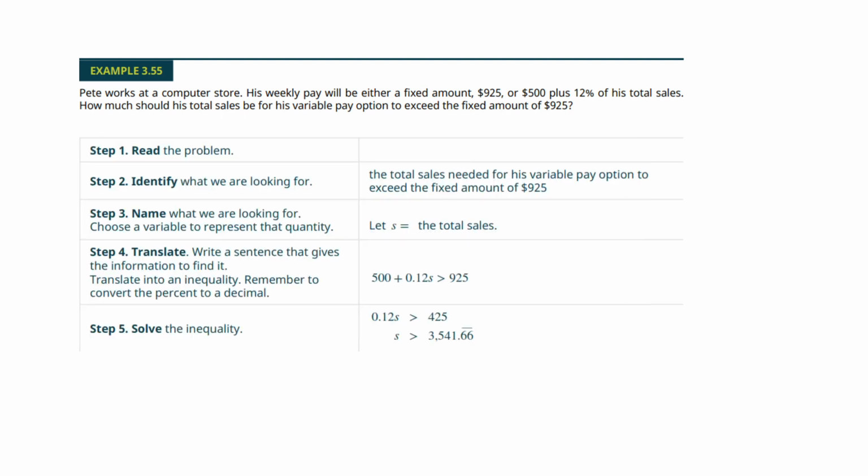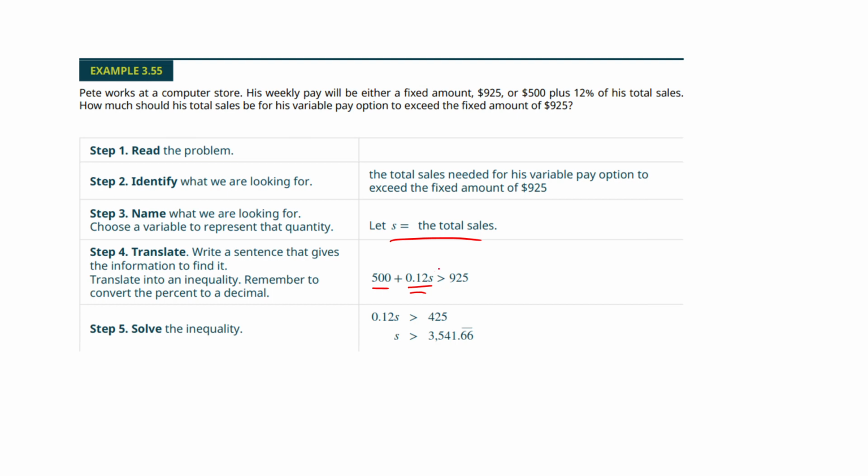Okay. Yeah, this one's a little weird. I remember this. So at the store, he either makes $500, so he gets a flat salary of $500 plus commission. Yeah, this is a weird one. I don't really like this question very much. So he makes $500 plus a commission of 12%, where S is his sales. Does that make sense? 500 plus 12% on how much he sells. Or they can just pay him $925.